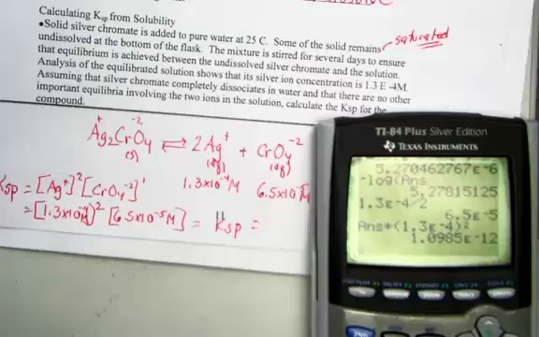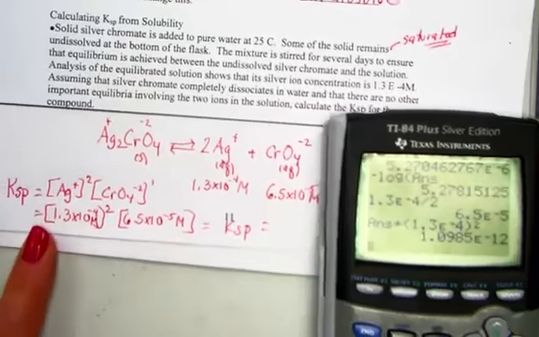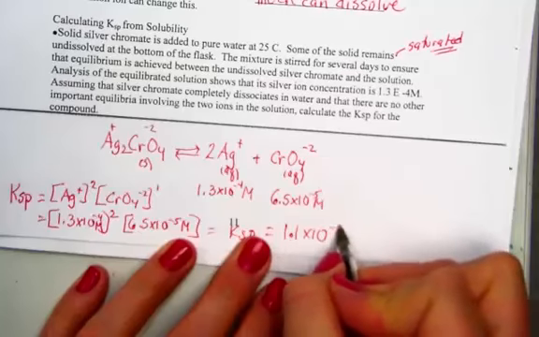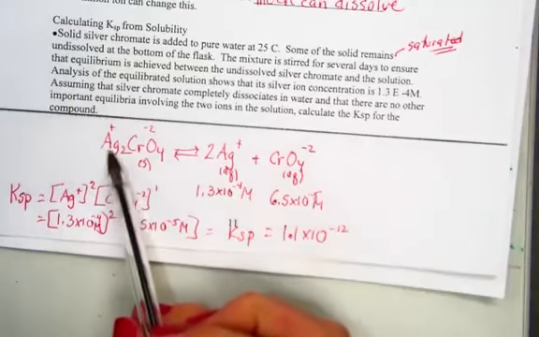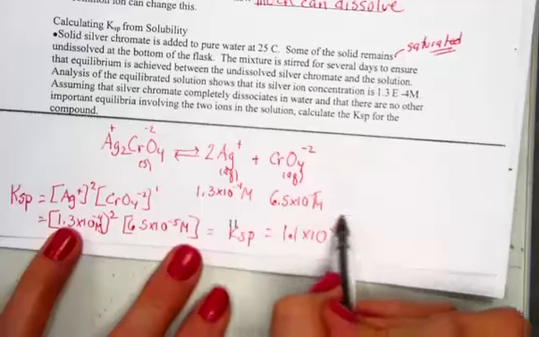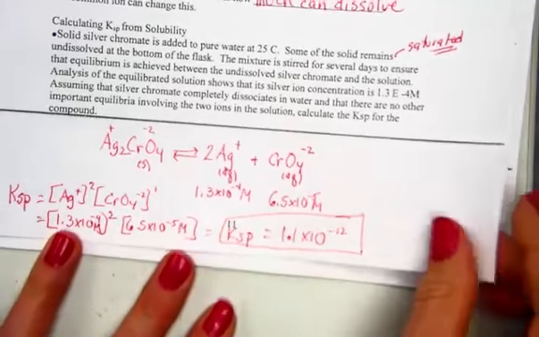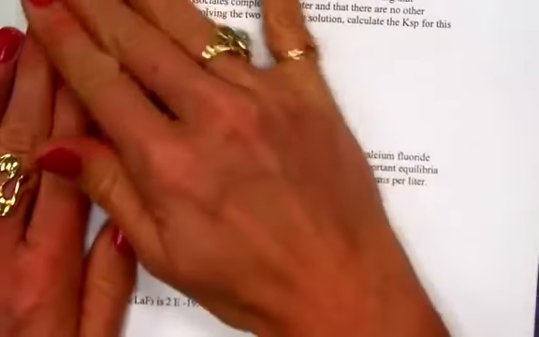And I find an answer, 1.098. Let's say that's 1.1 times 10 to the negative 12th. 1.1 times 10 to the negative 12th is our solubility product constant for silver chromate. Again, no units on KSP. Let's flip the page and see our next example.